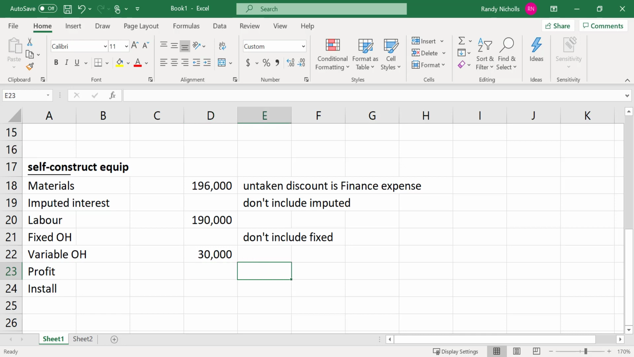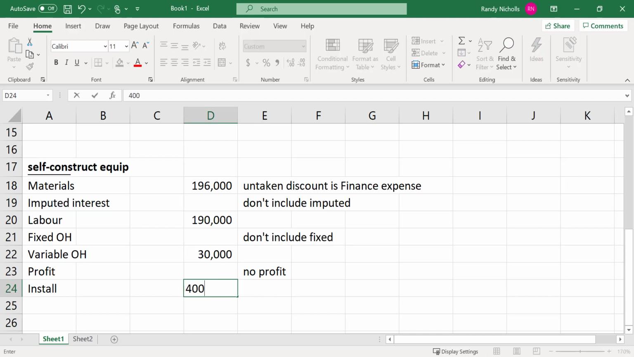Profit on self-construction, that should be kind of obvious. You can't include profit you make on something you're building for yourself. And installing. So the self-constructed equipment is going to come in at $420, $400.